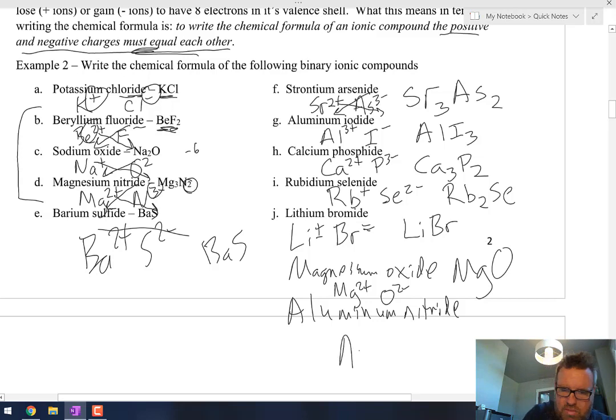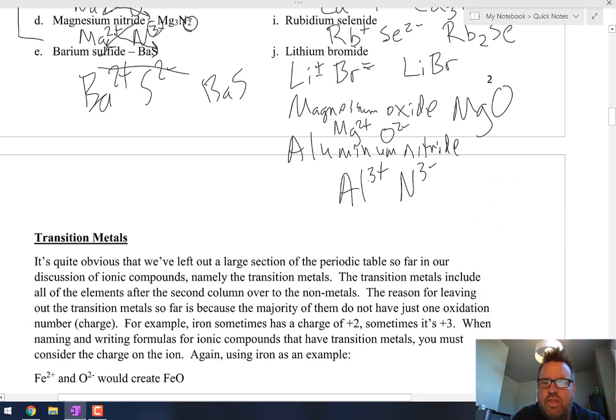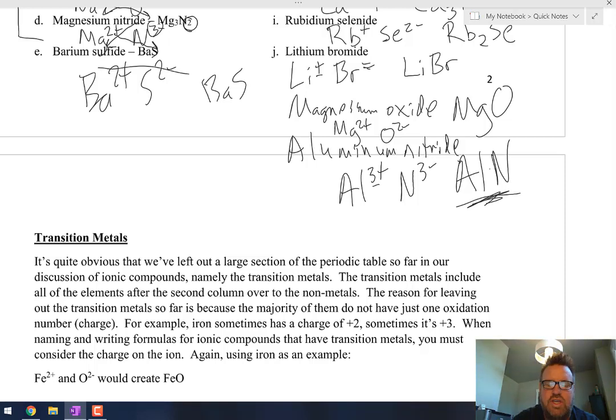And with aluminum nitride, same thing. You've got Al3+ and N3-. So on that one, you want to make sure that, again, a +3 and a -3 just cancels. So it's just AlN. Okay? And that's how you write chemical formulas. That's why those numbers are now going to become important when you're writing those chemical formulas. You got to make sure that the positive charges and those negative charges cancel each other out.